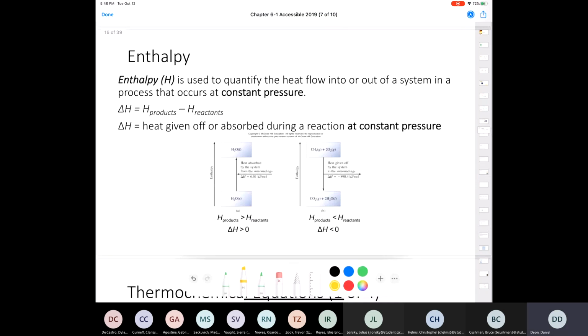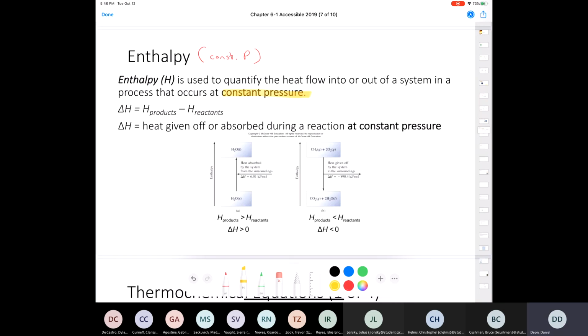Here's that definition of enthalpy that I gave you a couple of minutes ago. Enthalpy is used to quantify the heat flow into or out of the system in a process that occurs at constant pressure. I can't stress this enough. You have to know that enthalpy is measured for reactions that are performed at constant pressure. Okay, very, very important.